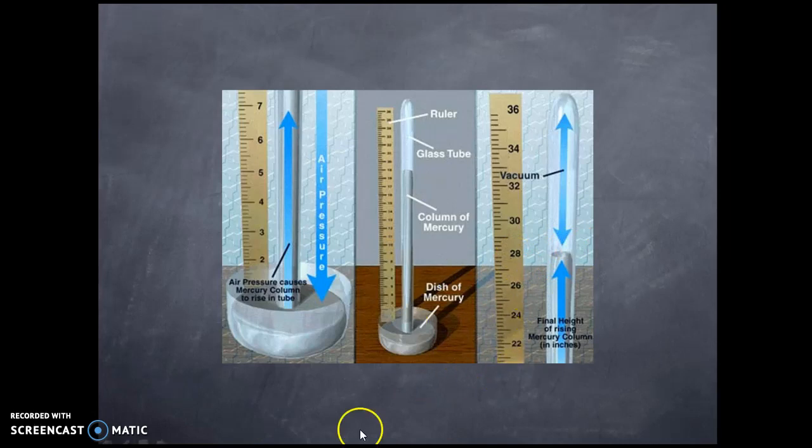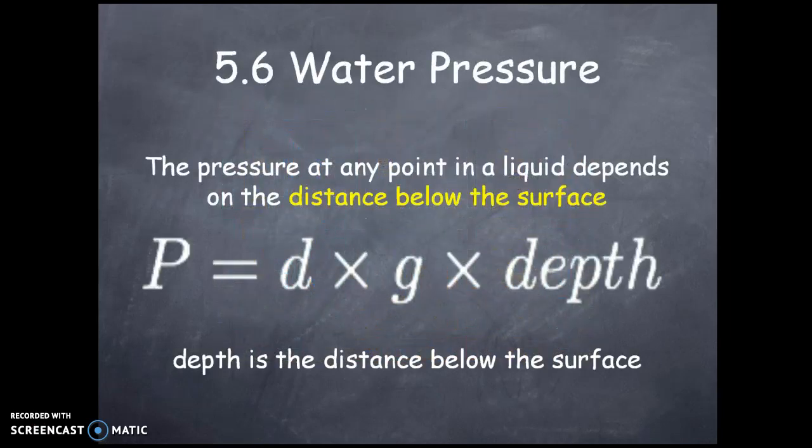You can see that there is mercury in the dish, and this is the mercury column. This whole thing is a glass tube, and this is the ruler right here. The empty air right here is the place where the air pressure is measured. The air pressure causes this mercury column to rise in this tube, and the final height of the rising mercury column gives you the measurement of the pressure we are trying to measure.